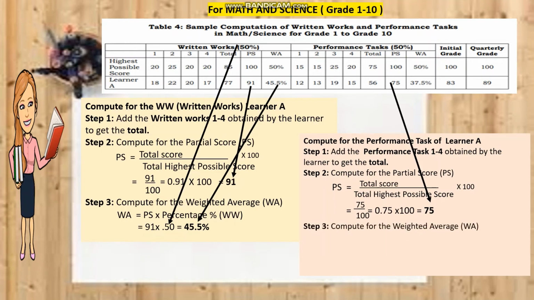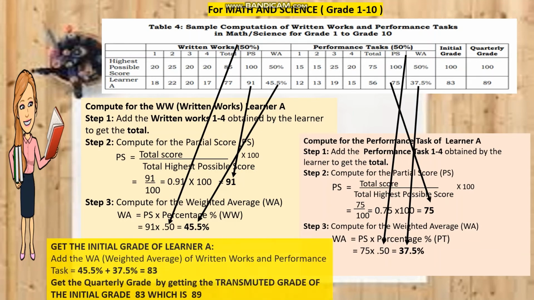Step 3. Compute for the weighted average. Weighted average is equal to partial score times percentage of the performance task. 75 times 0.50 is equal to 37.5%, weighted average of the performance task.